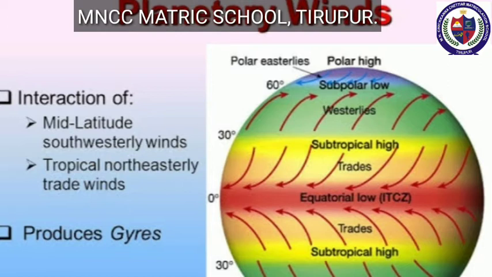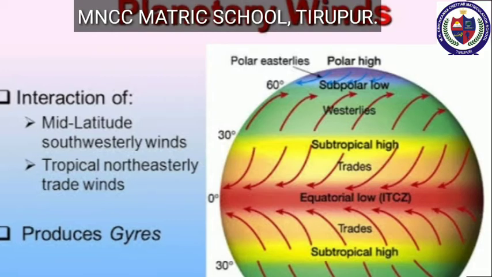Planetary winds. The winds which constantly blow in the same direction throughout the year are called the planetary winds. They are also called permanent winds or the prevailing winds. These winds include trade winds, westerlies, and polar easterlies.